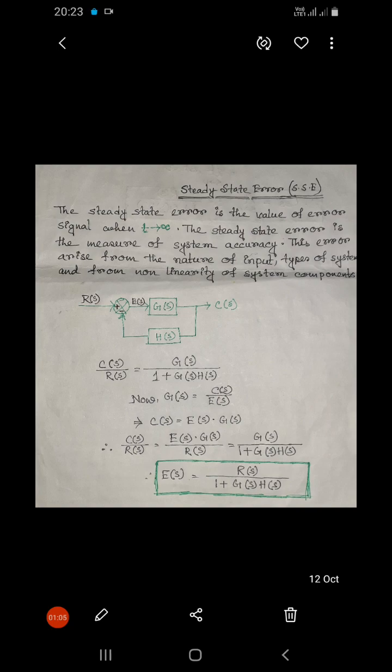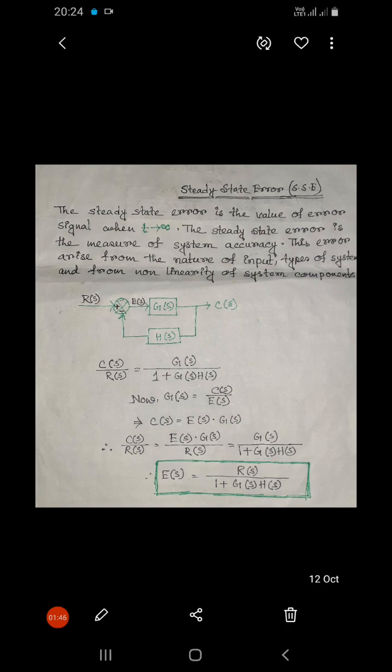Generally, what is meant by error? What do you mean by error? Error means that if your actual output is not matching your input, then the difference between those two, output and input, is known as the error signal.